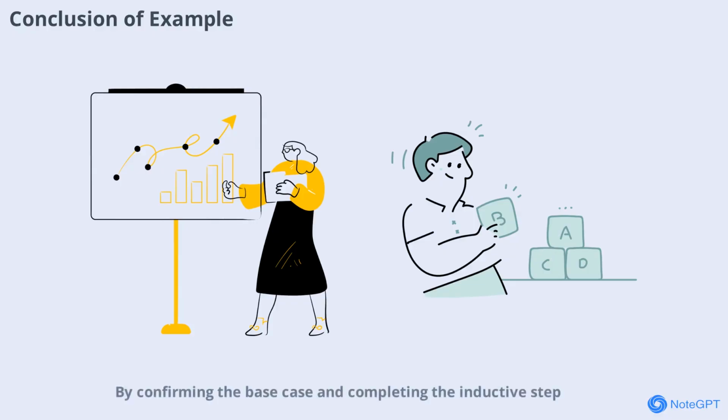By confirming the base case and completing the inductive step, we've proven the sum formula for all natural numbers. This process shows the elegance and efficiency of mathematical induction. With just two steps, we've established a result that holds for infinitely many cases. Induction is a powerful ally in mathematics, making complex proofs manageable and systematic.